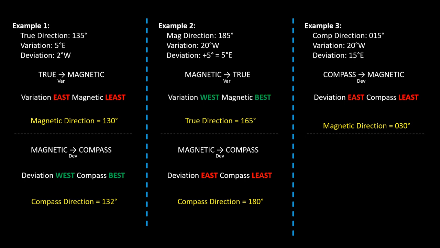Next, we need to convert magnetic direction into true direction by using variation. Variation west, magnetic best. Since we have west variation, magnetic direction is more than true direction by the value of variation. Thus, true direction is 010 degrees.